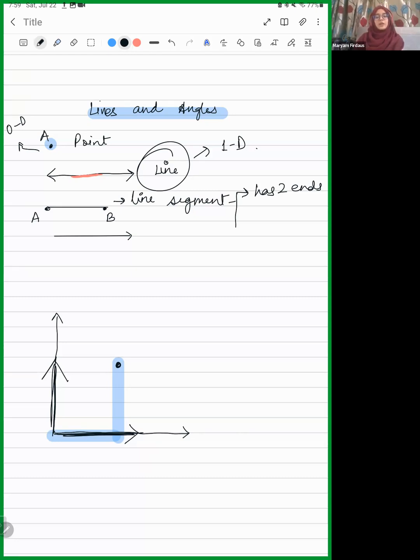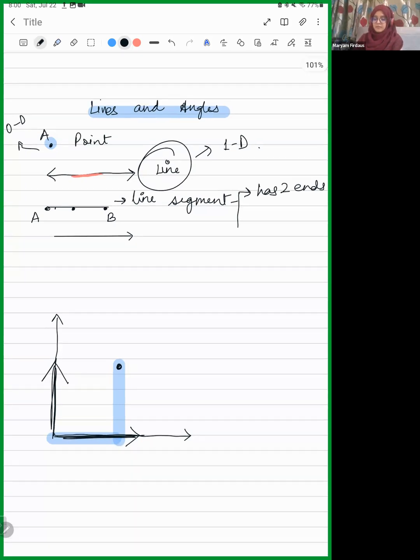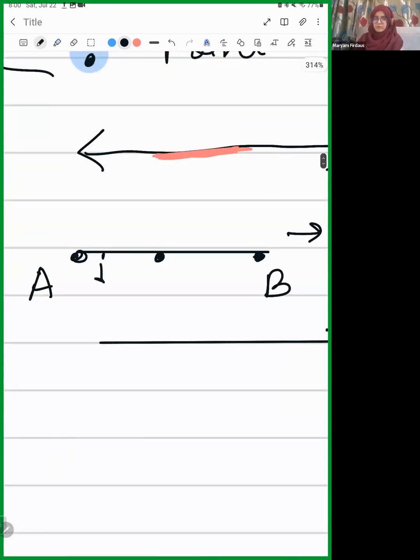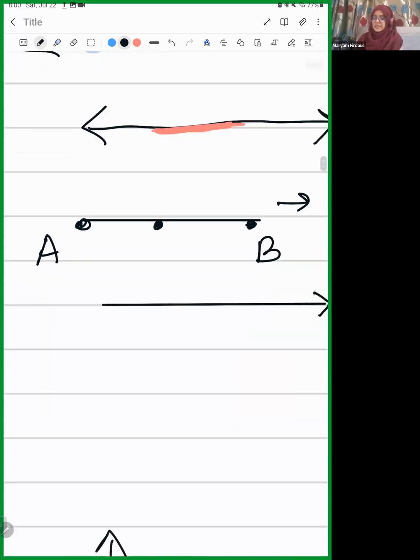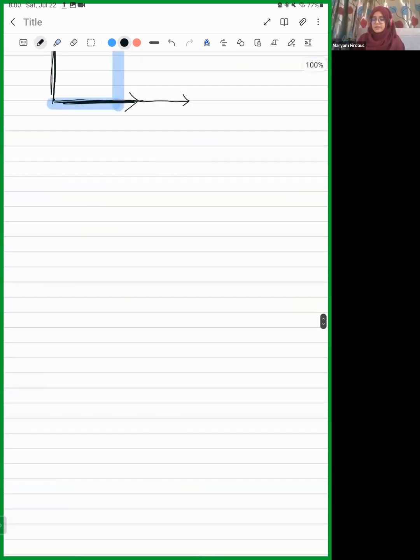How many points are there on a line or on a line segment? Can someone tell me how many points are there on a line segment? 3 points. Which is the third point? In the middle. Starting point, in the middle. Okay. What about this? Is this a point or not? No, that's just a place where you're marking where it is. Okay. Let's go back to the basics.